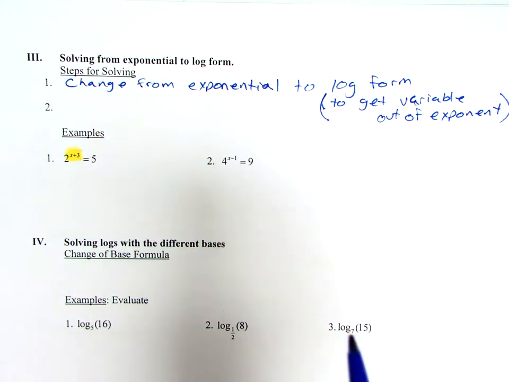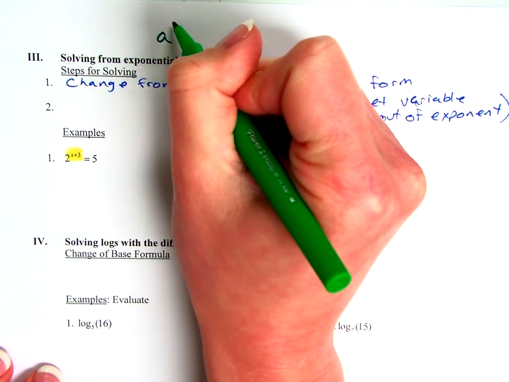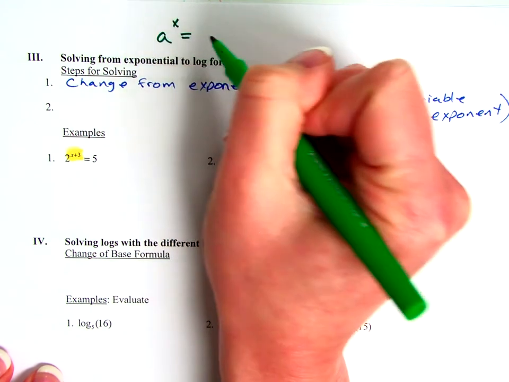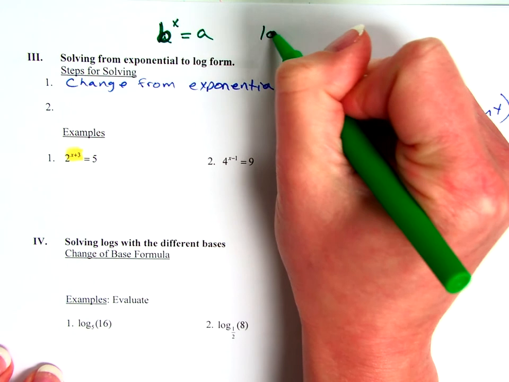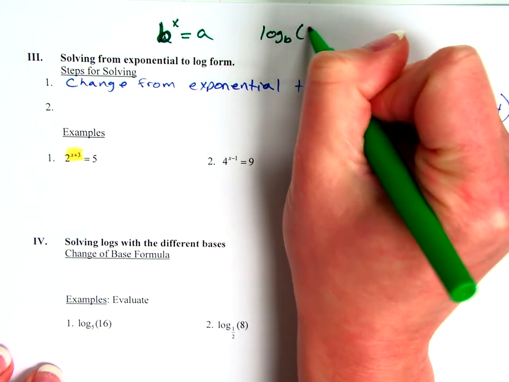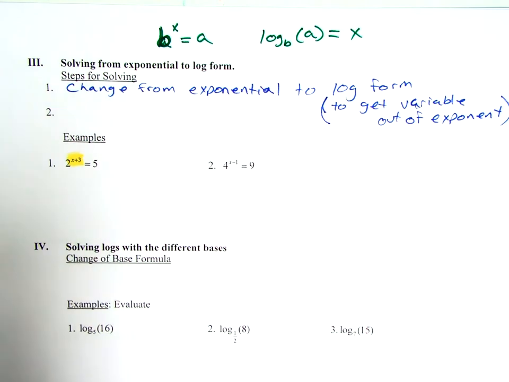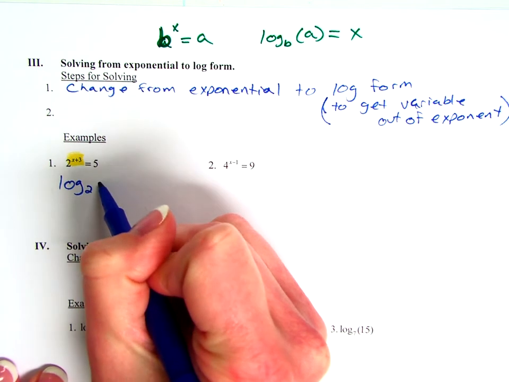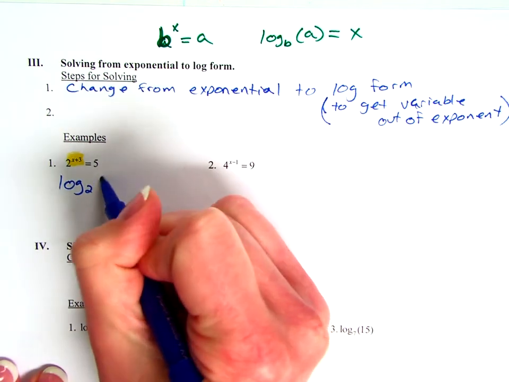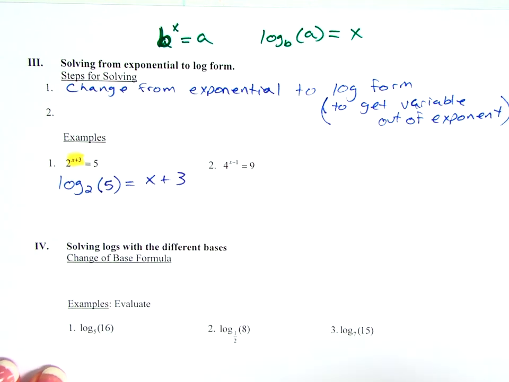So remember that formula, if you forgot: if I have something like b to the x equals a, then it would be log base b of a equals x. The base of the answer equals the exponent. So when I look at this first problem, the base would be 2, so log base 2 of 5 equals x plus 3 for the exponent.